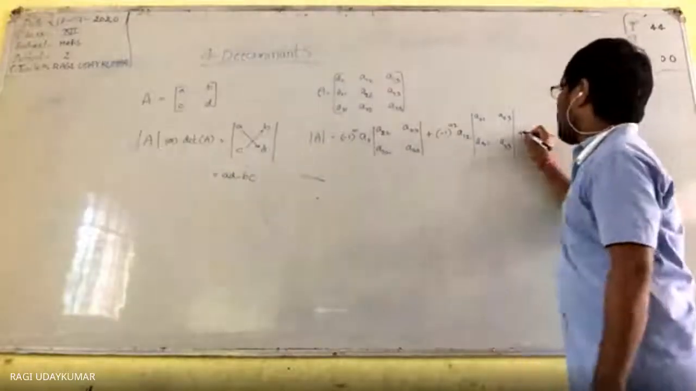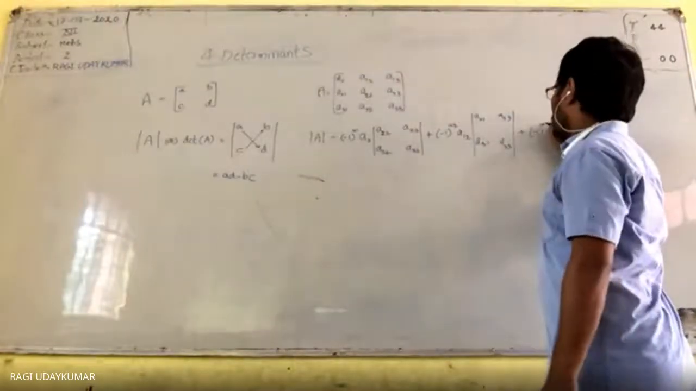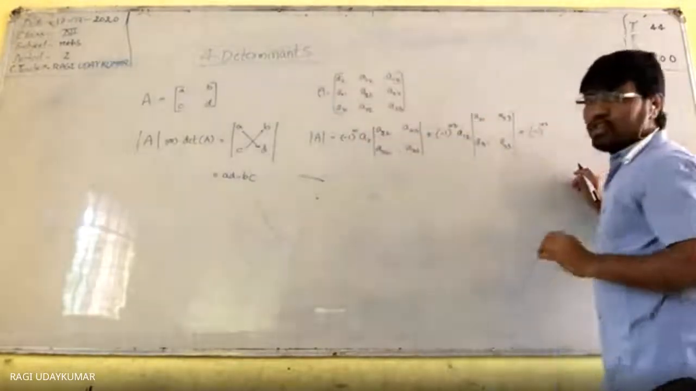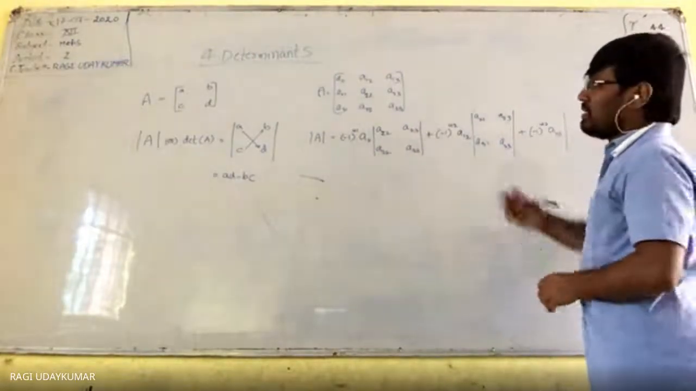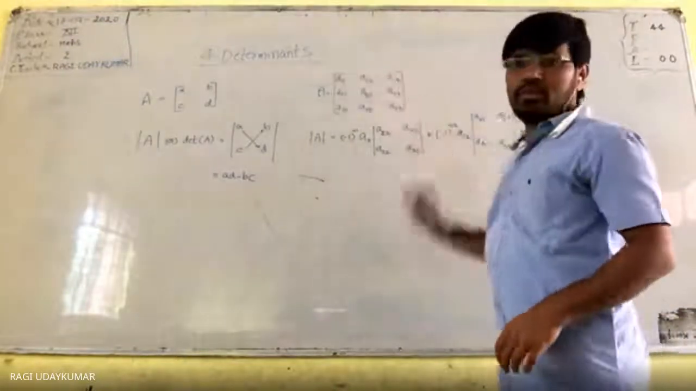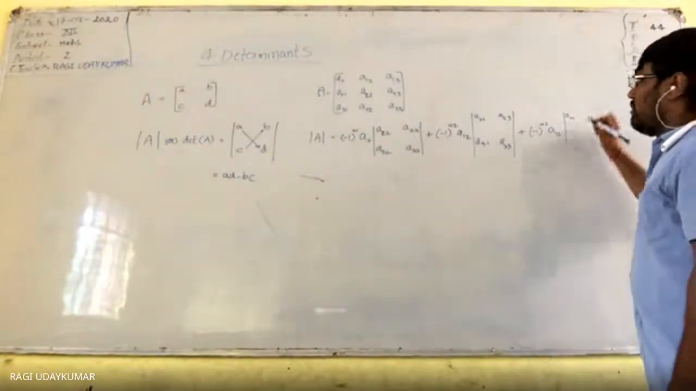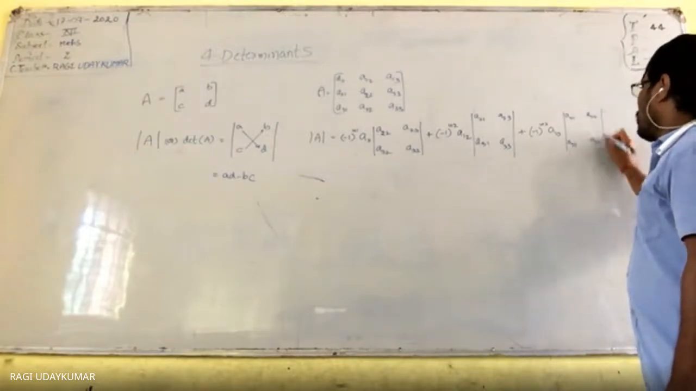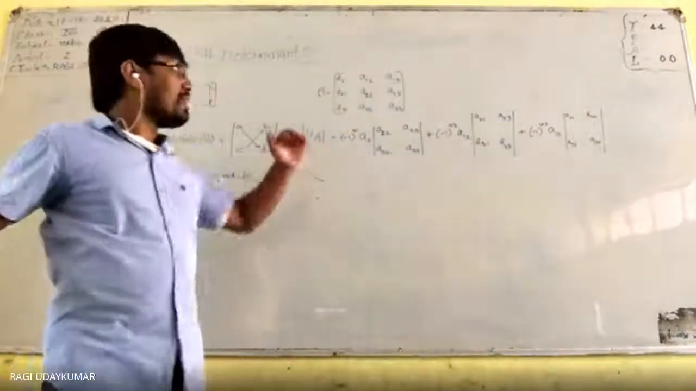Okay. Now here, plus minus 1 to the power of first row, third column. I am expanding this along the first row. So minus 1 to the power of 1 plus 3 and A13. This row and this column are deleted, and the determinant of the matrix you get: A21, A22, A31, A32.